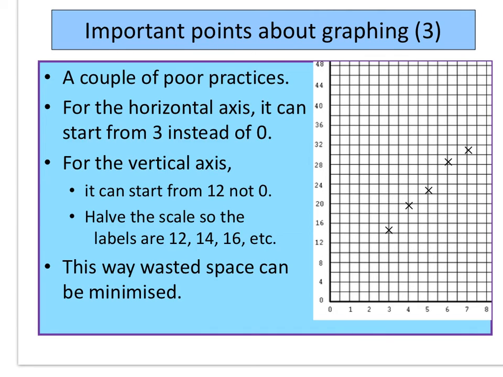Important points about graphing 3. Couple of things about these plotted points here. Firstly, there is a fair bit of waste of space here. So we don't have to start from 0. For the horizontal axis, we could start from 3. So 3 can be here, 3, 4, 5, 6, and so on. For the vertical axis, we could start from 12. So 12 can be here.